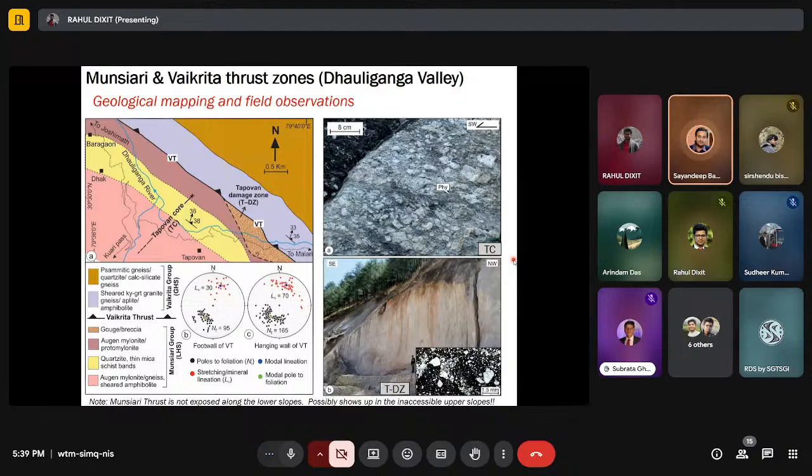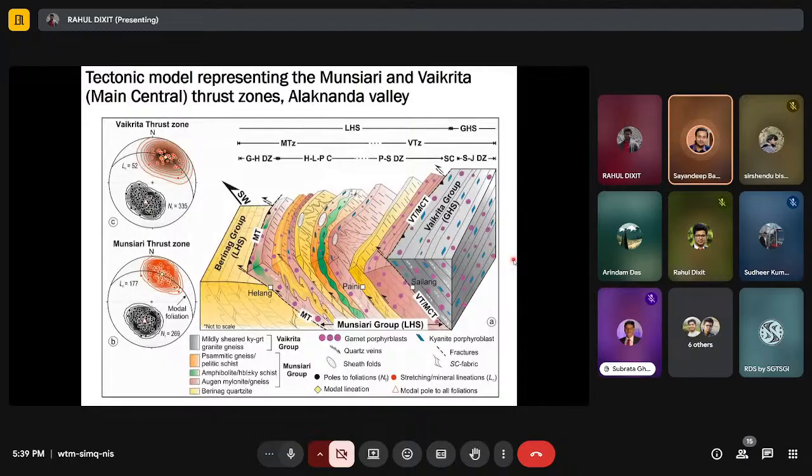From your block diagram also, you have already shown that there are several such zones. It's not a single zone. Sir, the whole idea started with the MCT zone only, but over time and with comments from the reviewers, we narrowed it down to the Munsiari thrust zone and the Vakrita thrust zone. No, this is fine with me, there is no problem. If I say this whole zone is your MCT zone, then it directly answers Arindam's question, that it's a zone.